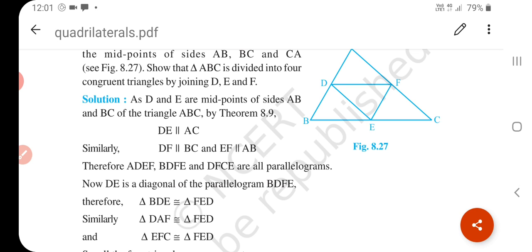Similarly, DF is parallel to BC and EF is parallel to AB. If these lines are parallel, therefore ADEF, BDEF and CDFE are all parallelograms. If these are parallelograms, then now DE is a diagonal of parallelogram BDEF. So we can say that all these triangles are congruent to each other.